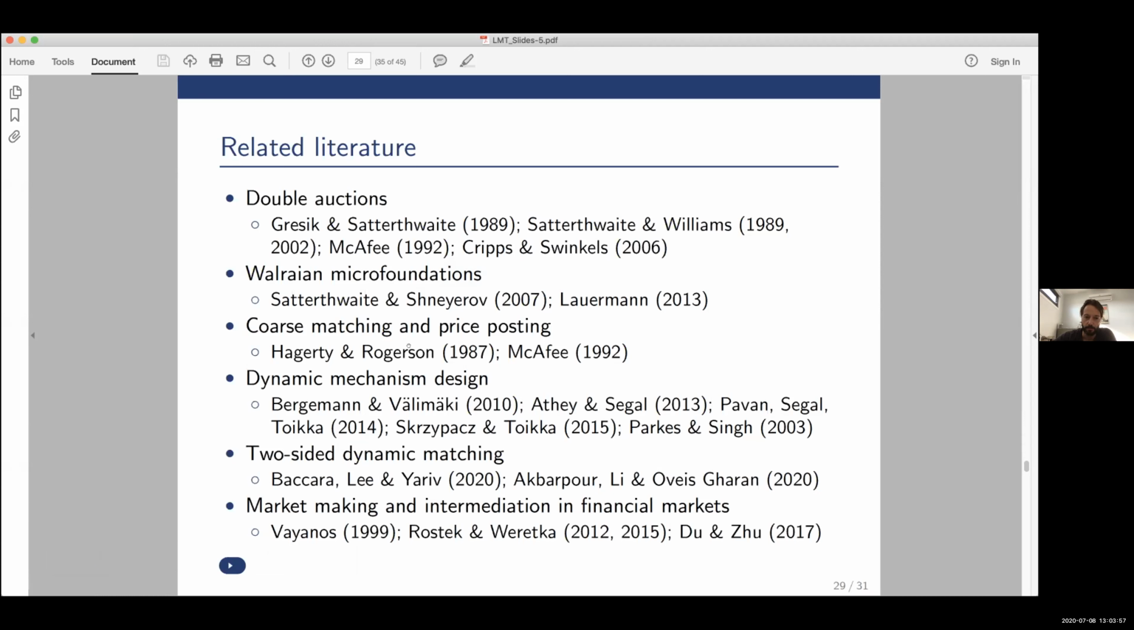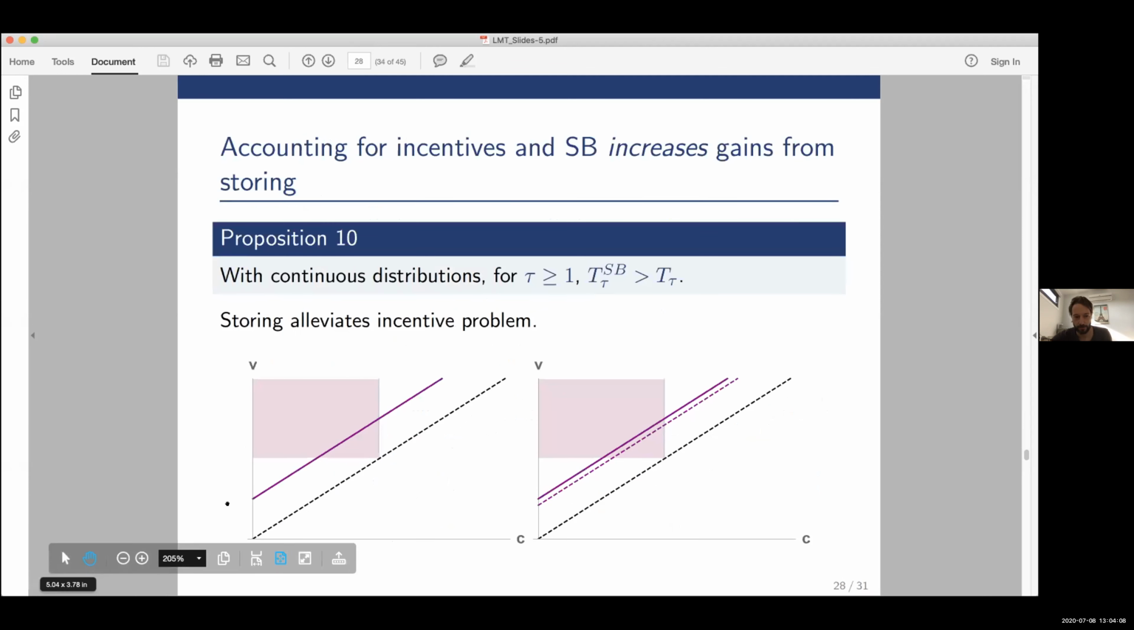The posted price implementation has some connections that I didn't talk about here with the Hagerty-Rogerson posted price mechanism, right? So here you can think about this as the Hagerty-Rogerson welfare that you get by just posting that price, and that plays an important role in this paper and in ongoing work with Ellen.